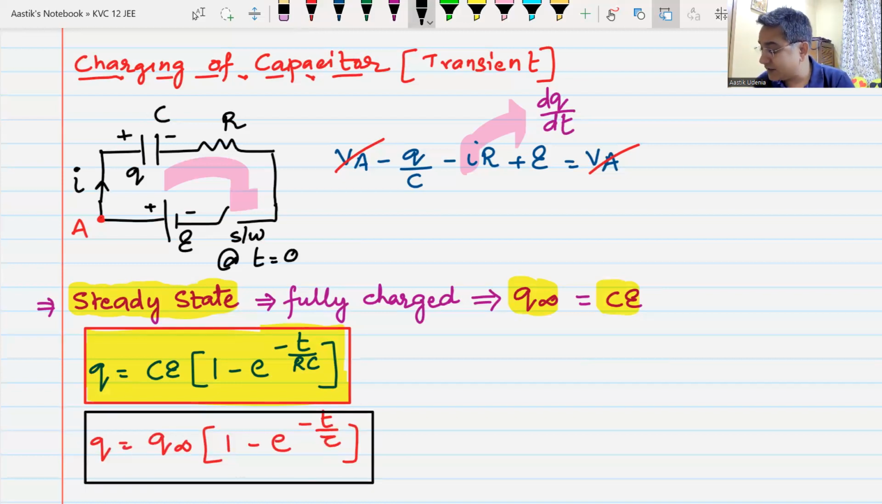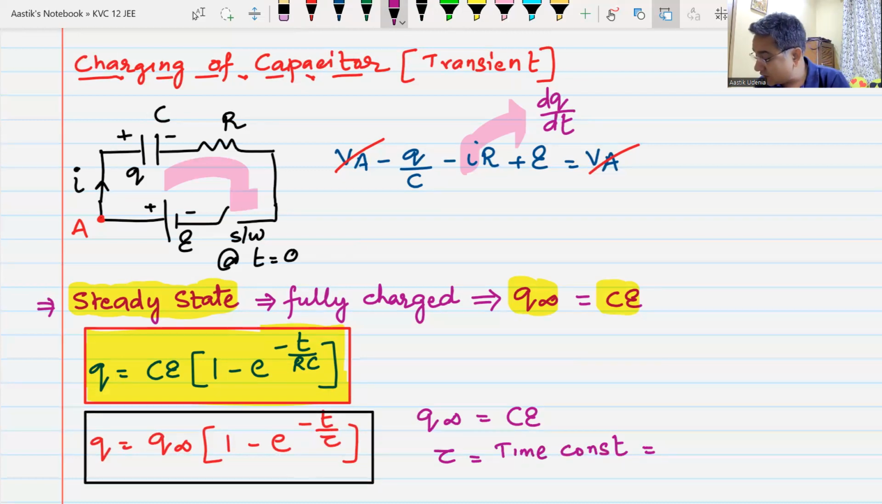So this is the normal way in which you will find this equation written in books. You must understand what Q infinity stands for. Q infinity stands for the steady state charge, which is C into E. This tau has the dimension of time, and remember this. This tau is known as the time constant of this charging circuit, and the time constant will be equal to R into C. R into C has the dimensions of time. You must remember this. Do we understand this?